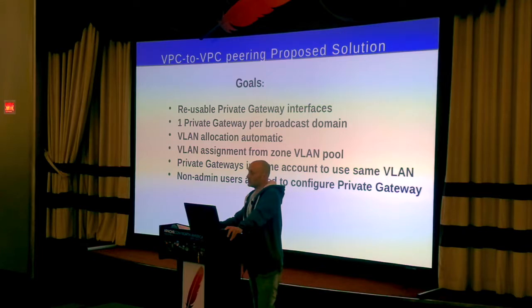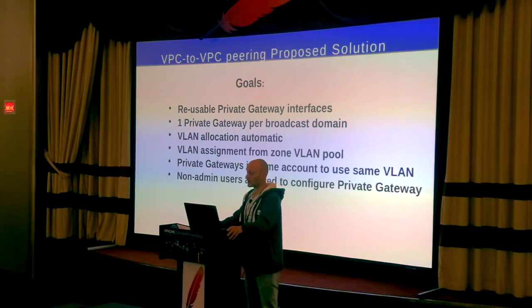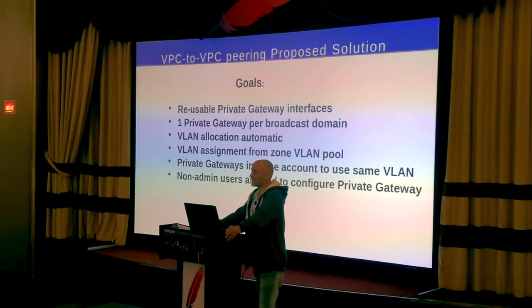Also, if a VPC needs to peer with multiple VPCs in the same broadcast domain, that would be the same VLAN, you can actually go ahead and reuse the same private gateway. So for example, CloudStack will then use the same VLAN and not create a new NIC on the virtual router. So the VPC virtual router should actually only need to use one private gateway per broadcast domain. One private gateway NIC per broadcast domain.